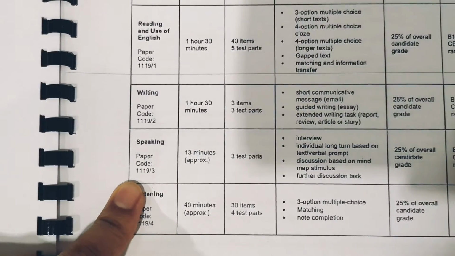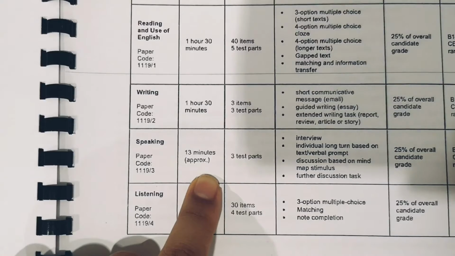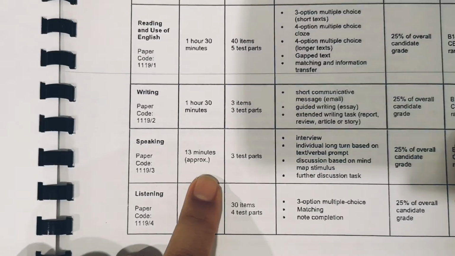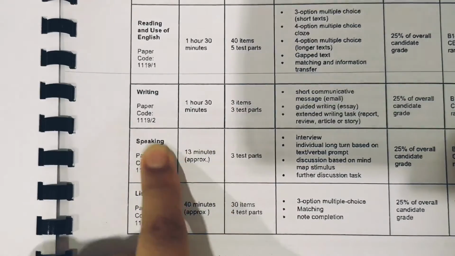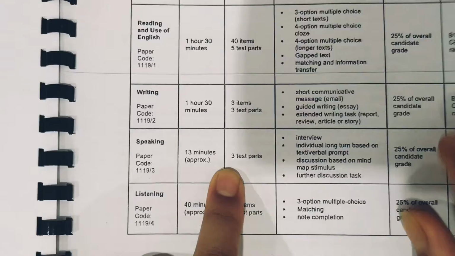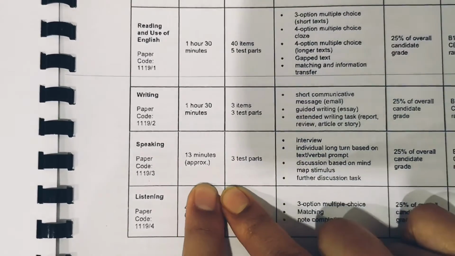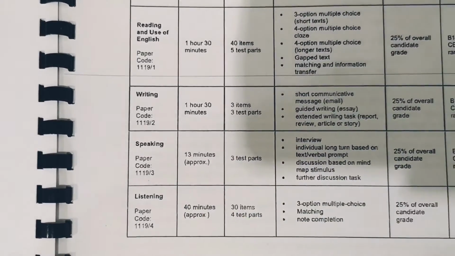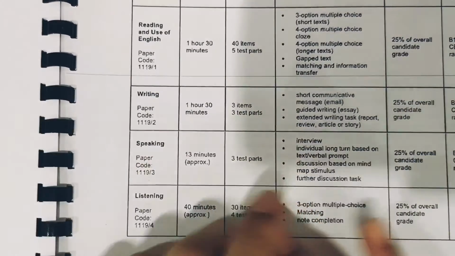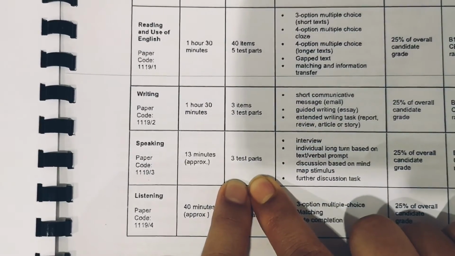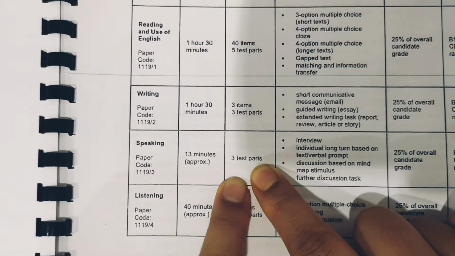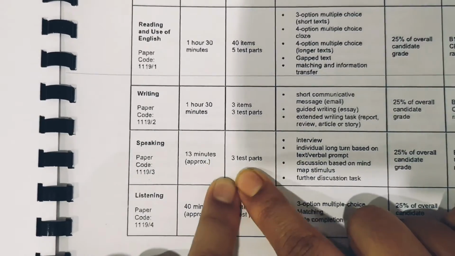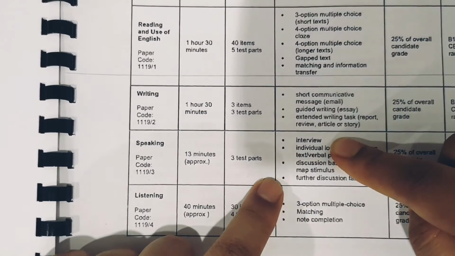Alright, speaking only takes 13 minutes, just like the video that you sent me last week, but that is only one section. So this will overall take 13 minutes, so be prepared to talk as much as you can for those 13 minutes, and not only on one topic, there will be diverse topics. The number of items for the speaking paper is 3, so there will be 3 parts.